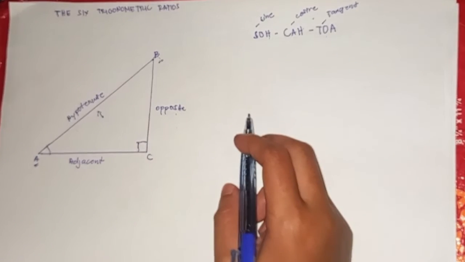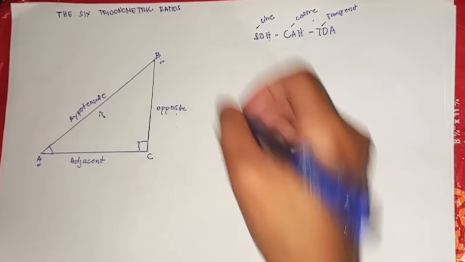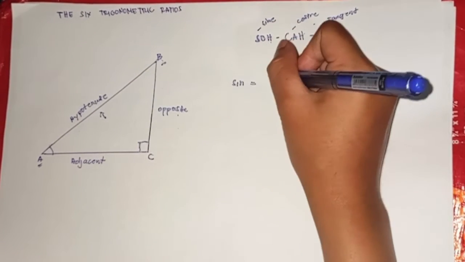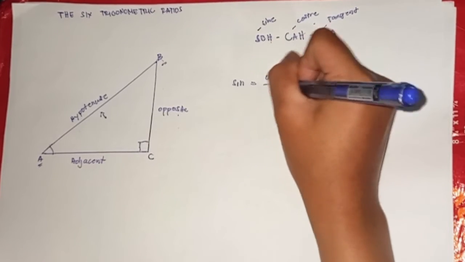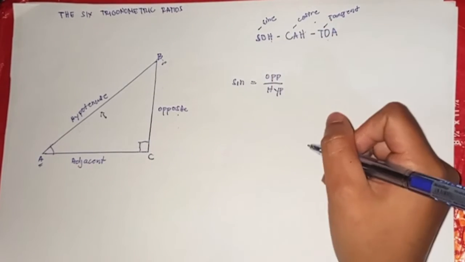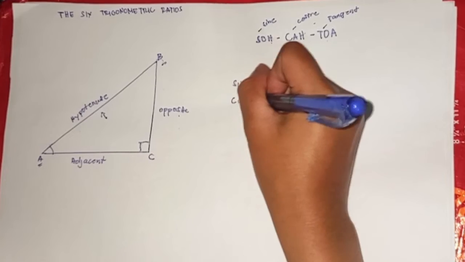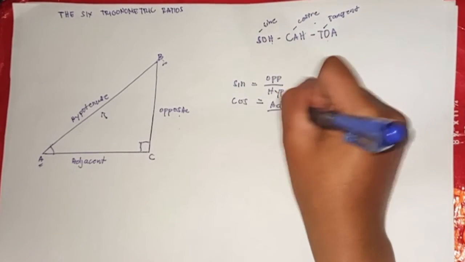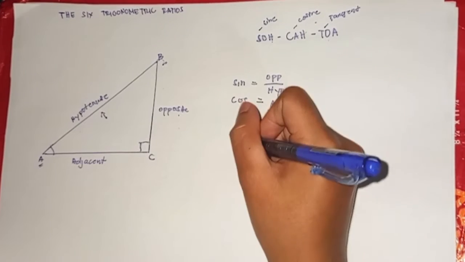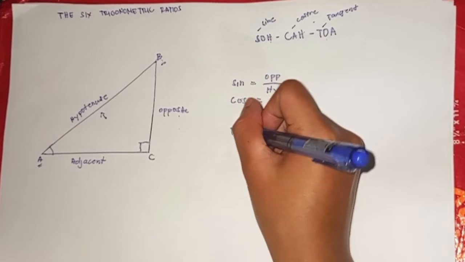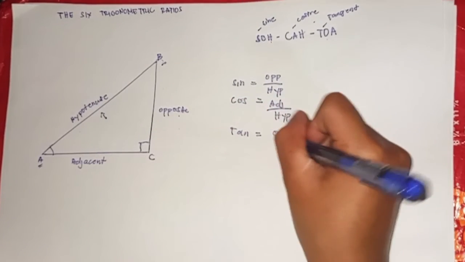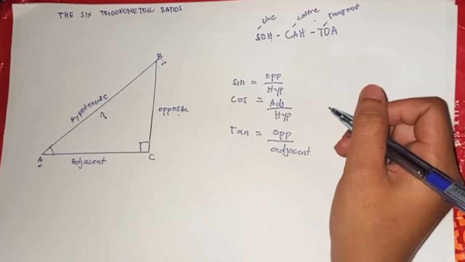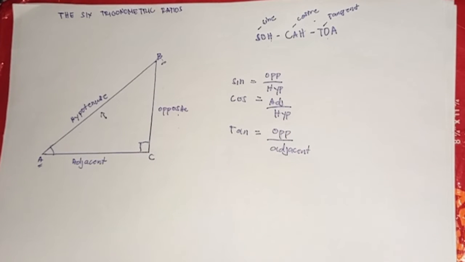Let's get the formula of these trigonometric ratios. So we have sine is equal to opposite over hypotenuse. We have the cosine, adjacent over hypotenuse. We have tangent, opposite over adjacent. In addition to these three primary functions, we also have the reciprocals.